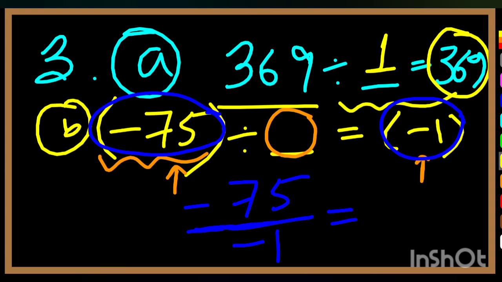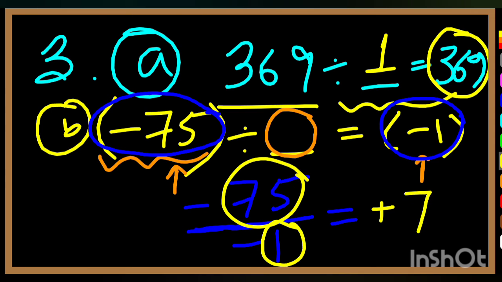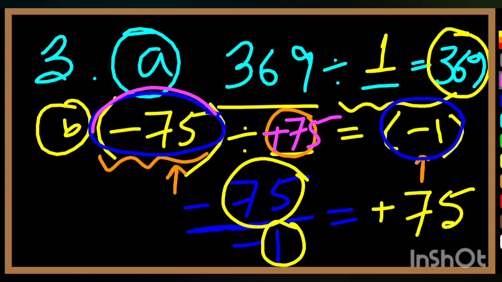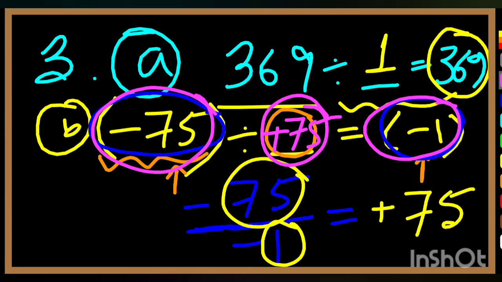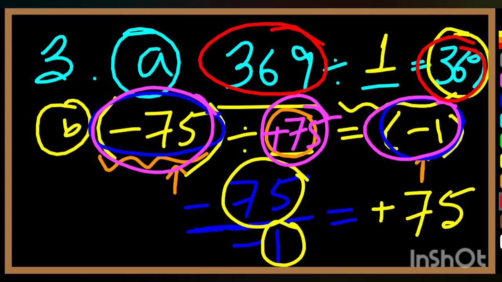As I said, two same signs are being divided, so the answer will be a positive integer, first thing. Second thing, 75 is being divided by 1, so our answer is coming 75 itself. So here in the answer we will put plus 75. You have to understand which number we are dividing, by which we are dividing, and what answer is coming. If only the dividend and the quotient are given, then we are going to divide this dividend by the quotient for getting the divisor.